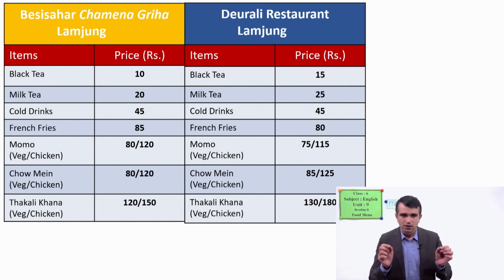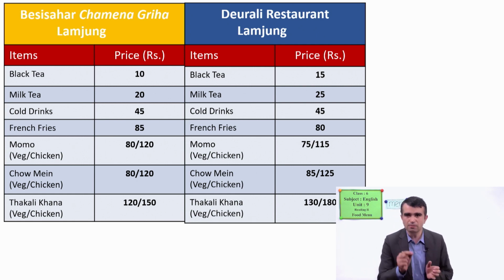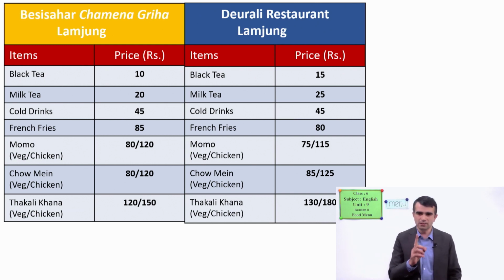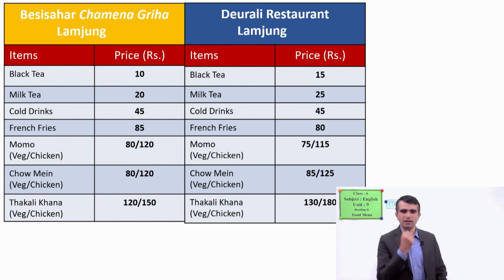Got it? If you want to have cold drinks and French fries in Beshar Chaminagriya, how much money do you want to have in your pocket? Yes. Cold drinks 45, French fries 85. How much money do you need? Yes, 130. If two of you are going there, okay, 2 times the price, isn't it? 260. That way you can calculate.